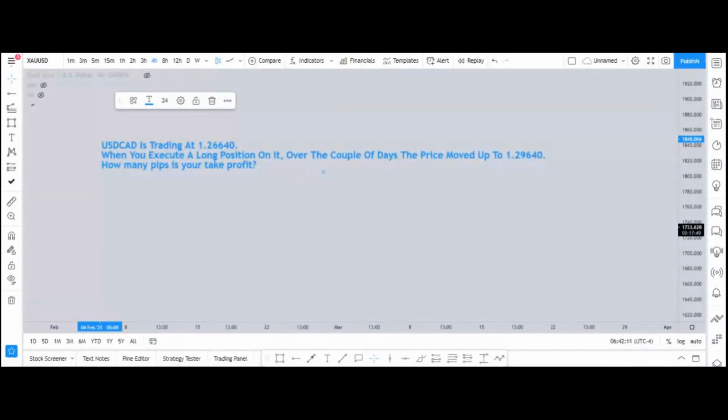Now, how do I do this calculation? Very simple. I just need to subtract my new value from the old value. That means the current price from the old price it was trading at. So if I subtract 1.2664 from 1.2964, it will give me 30, and that's 30 pips. So my take profit value was 30 pips. Okay, I took my profits at 30 pips.